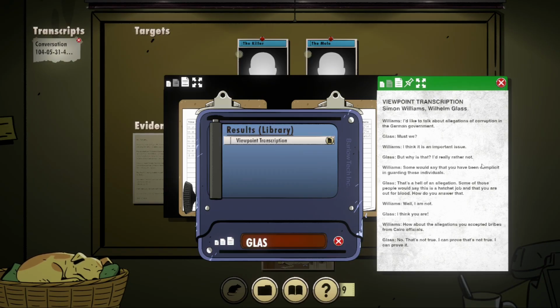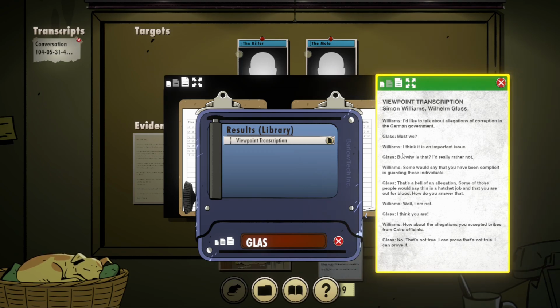I'd like to talk about the allegations of corruption in the German government. Must we? Williams, I think it's an important issue, but why is that? I'd really rather not. Some would say that you have been complicit in guarding these individuals. That's a hell of an allegation. Some of those people would say this is a hatchet job and you're out for blood. How do you answer that? Well, I'm not. I think you are. How are the allegations you accepted bribes from Cairo officials? No, that's not true. I can prove that's not true. I can prove it.